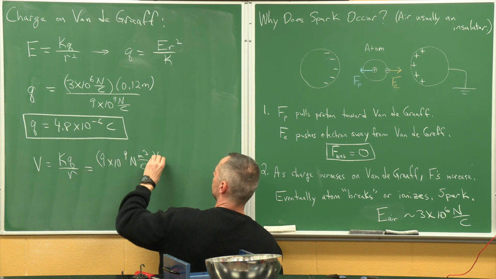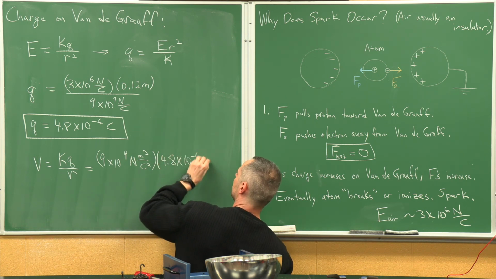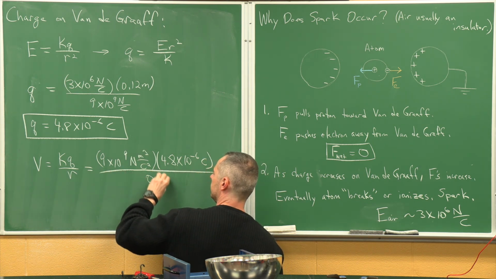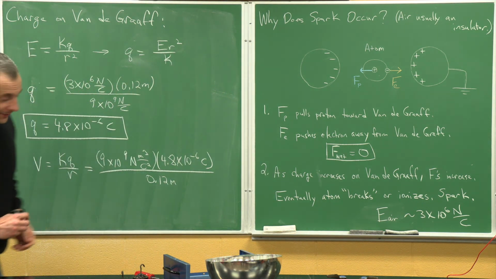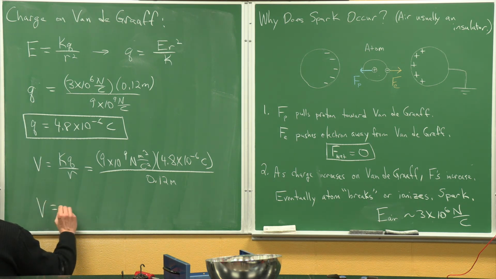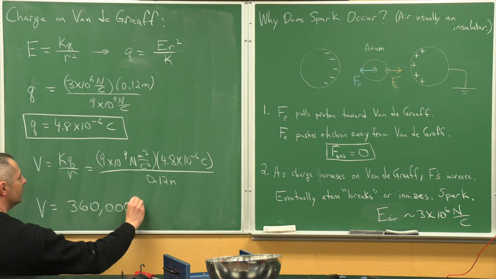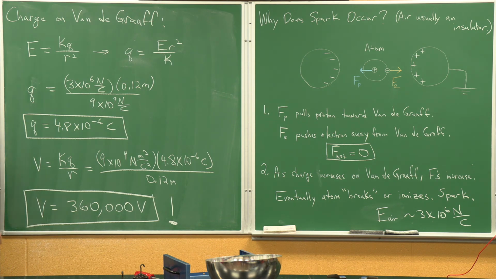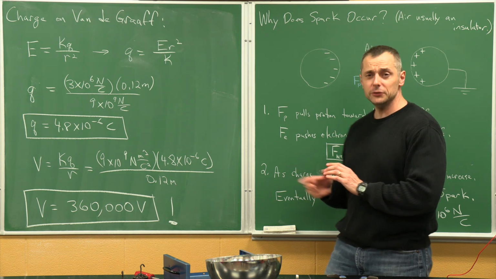The charge here, and the radius we said was 0.12. Punch that on a calculator. And what we get, the voltage of the Van de Graaff at discharge, 360,000 volts. So let me pause and give you a chance to copy this down.